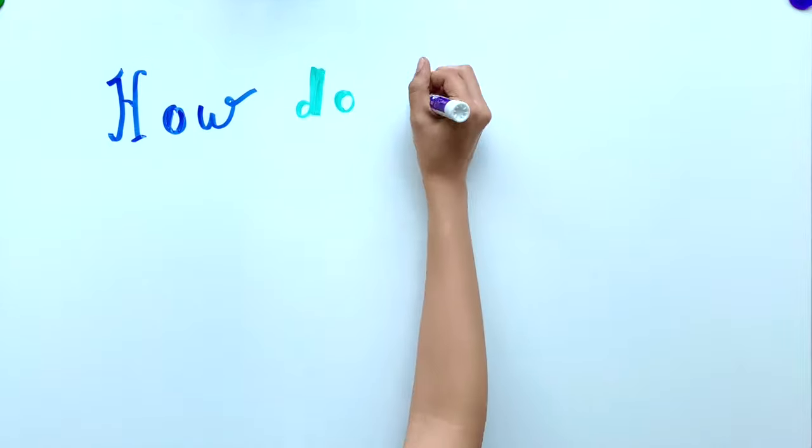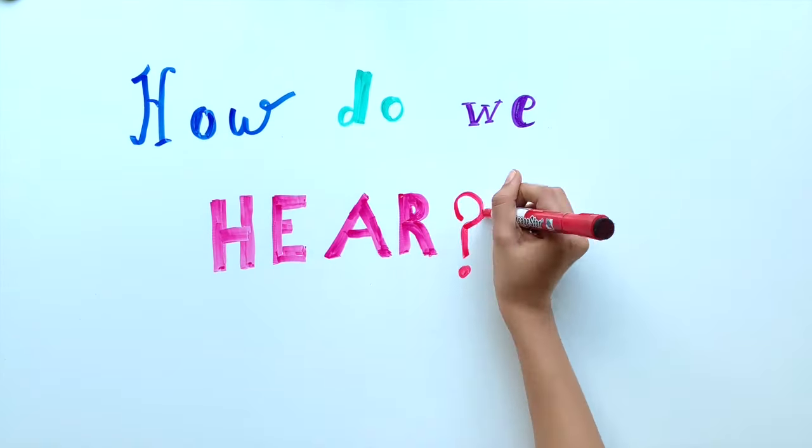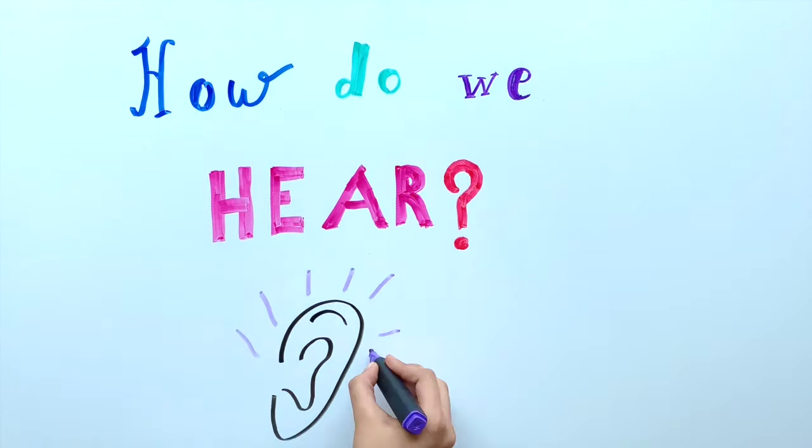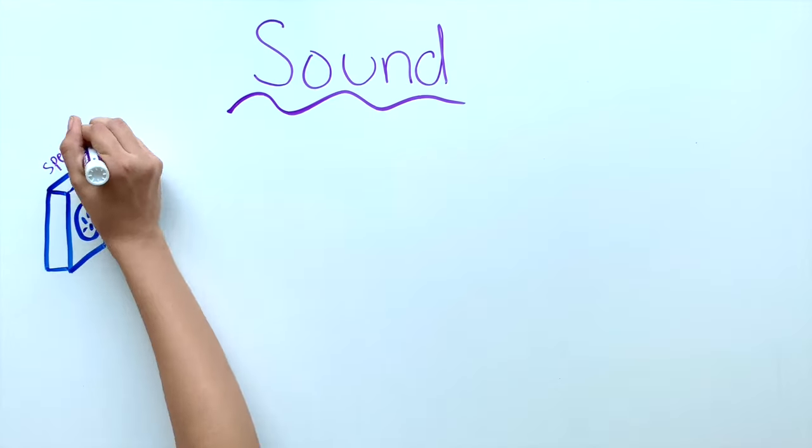This video is part of a series about how our five senses work. Today we'll be covering the sense of hearing, or audition. So, how do we hear? First, we need to understand the properties of sound.